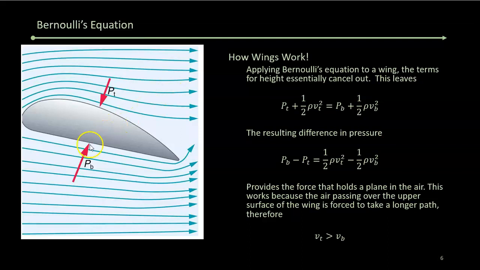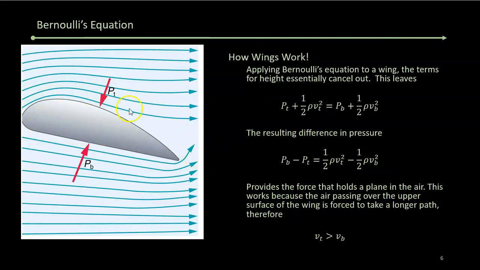So you've got the pressure on the top plus 1/2 rho VT squared, the velocity on the top, is the pressure on the bottom plus 1/2 rho VB squared, the velocity on the bottom. And if you look at the resulting difference, we're going to take PB minus PT. The pressure difference from bottom to top is 1/2 rho VT squared minus 1/2 rho VB squared.